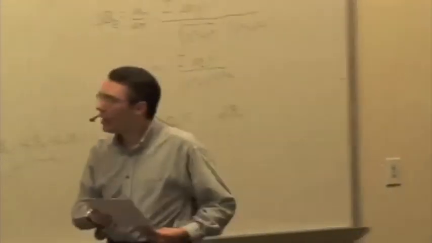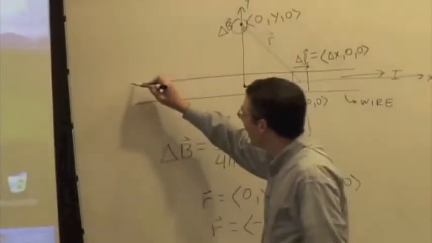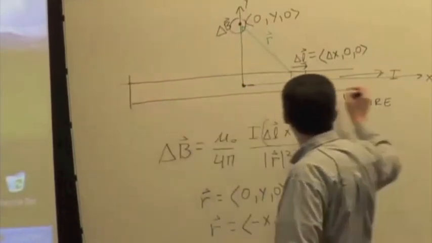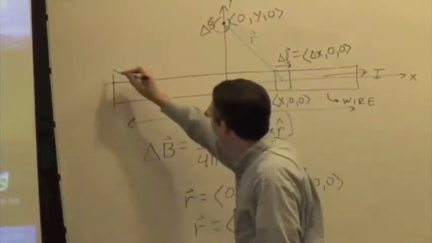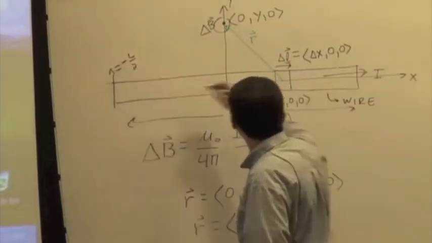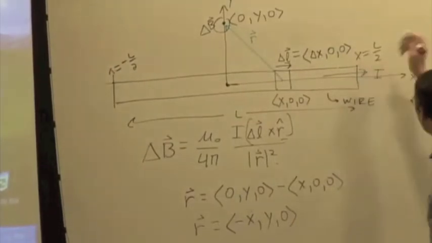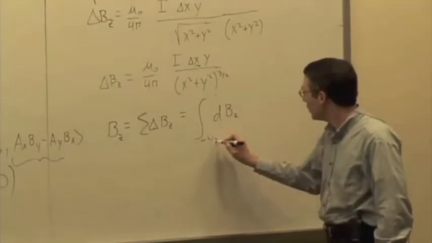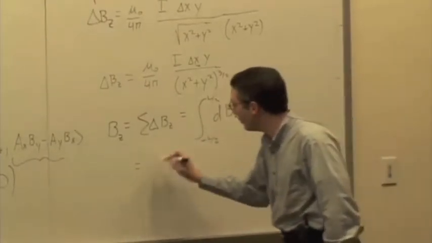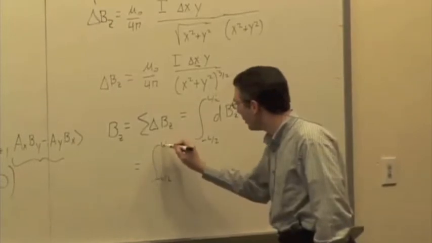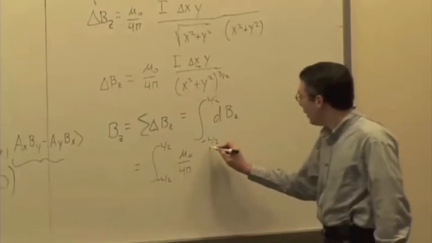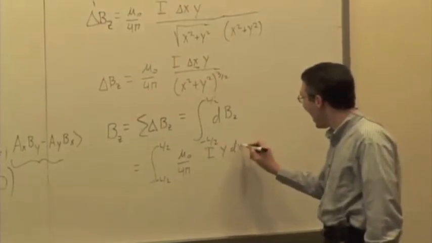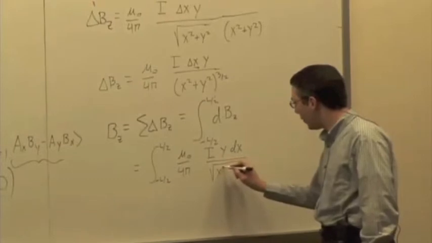So we've got everything in terms of the integration variable and constant, so that's okay. And x is running from where to where? Well, x is running from, let's say, for a segment that has a length of L, x is going from negative L over 2 to positive L over 2. And that gives, if we do this integral from negative L over 2 to positive L over 2, of mu naught over 4 pi I y dx over x squared plus y squared.